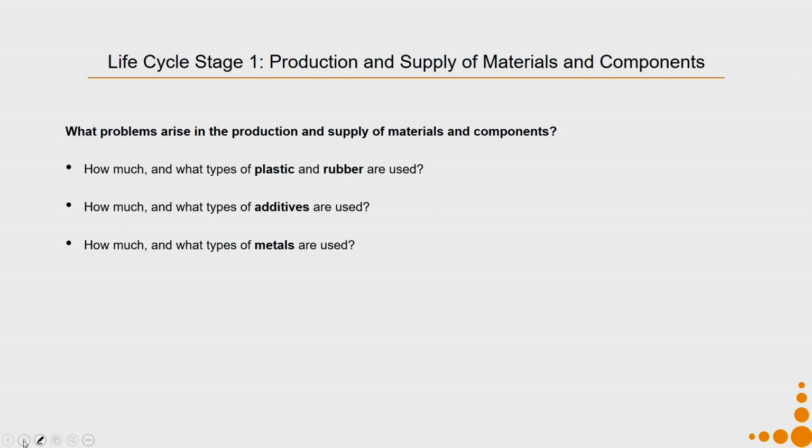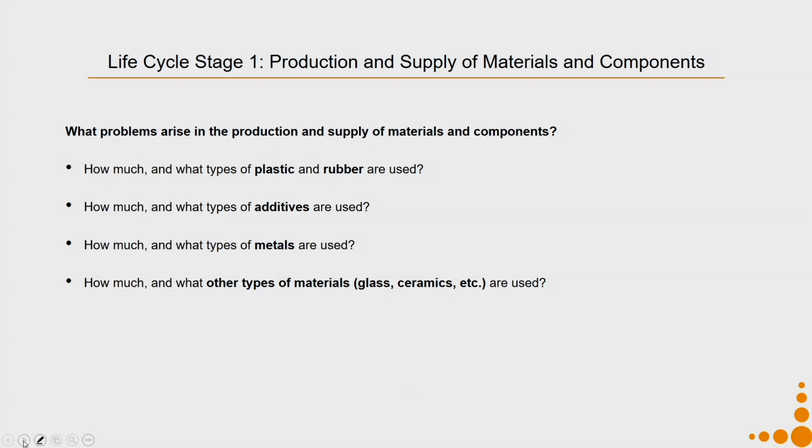Metals can usually be recycled. When we go into the further stages, you will see that we also have a component which talks about how easy it is to disassemble it, because I know metals are recyclable, but say in a Tetra Pak, it is so difficult to get the aluminum layer used in a Tetra Pak out of the Tetra Pak that recycling that metal becomes very difficult. How much and what other types of materials, glass, ceramic, etc. are used?